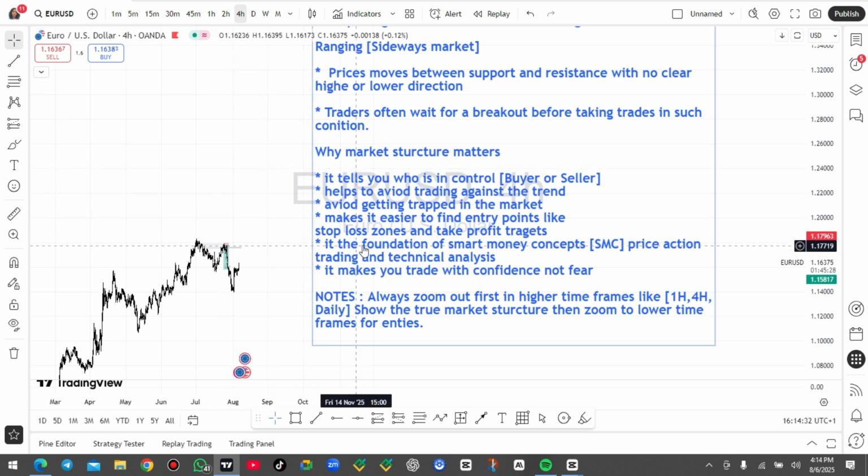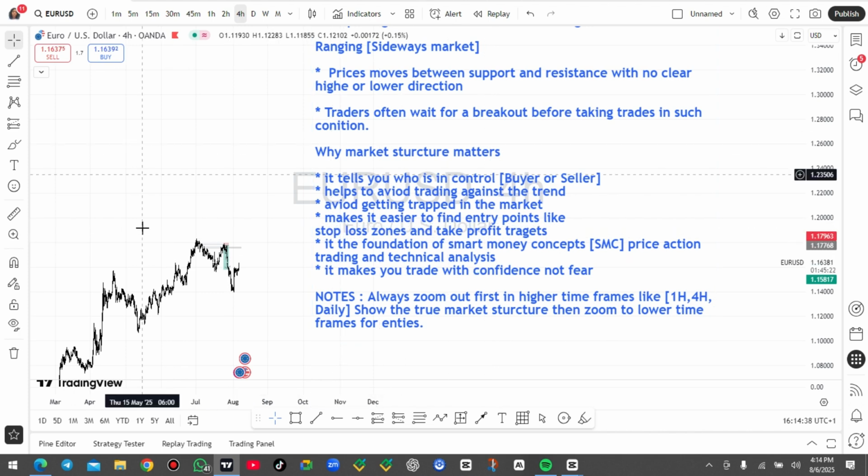The next one says it makes it easy to find entry points, like your stop loss zone and take profit target. When you understand market structure very well, it will give you a clear picture of where to put your stop loss, and where to put your take profit target. Because you know that, okay, this last low is where the market gets to before selling, or this last high is where the market gets to before buying.